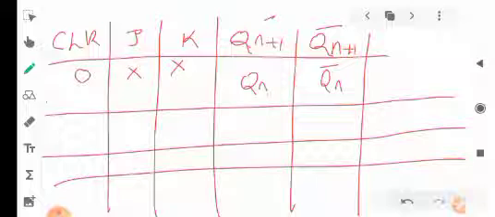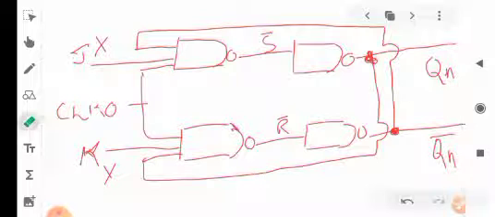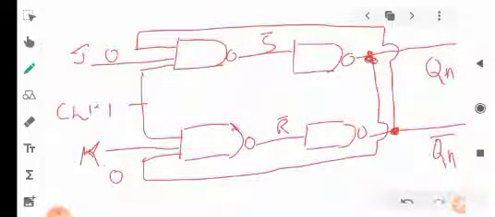Next, if you are giving clock equal to 1, and J is equal to 0 and K is equal to 0 also, then what happens? Let us see here. We are giving clock equal to 1, J equal to 0 and K equal to 0. Then 0 complement becomes 1 here, then 1 complement becomes 0 here. Just a minute, I will complete this flip-flop here. Okay, now it's complete.